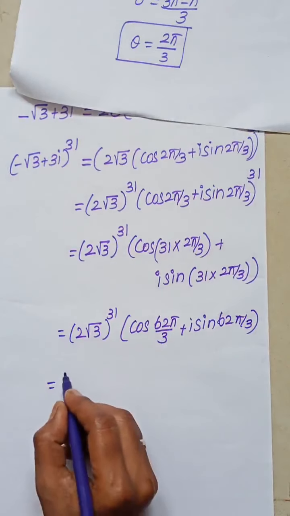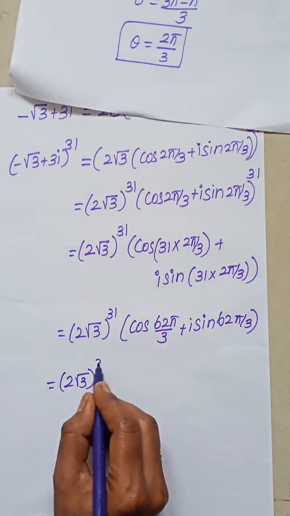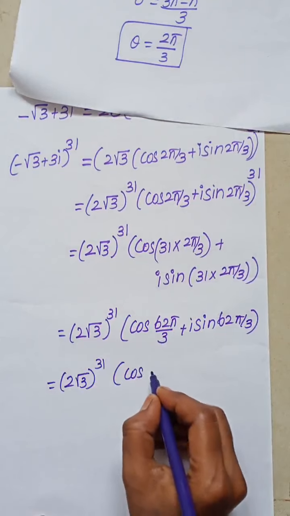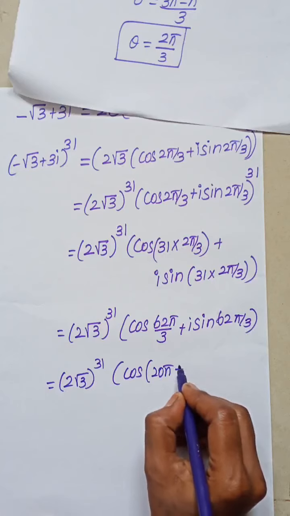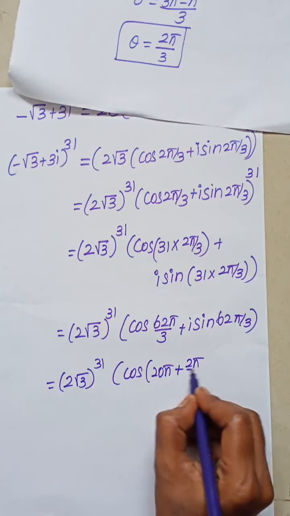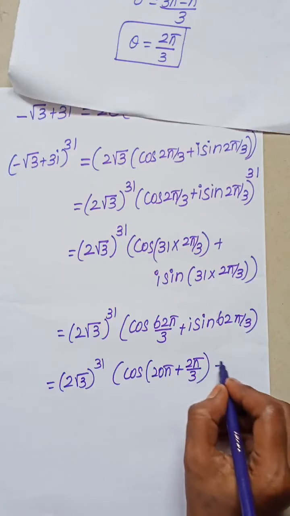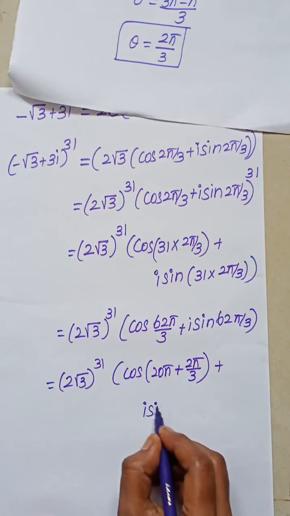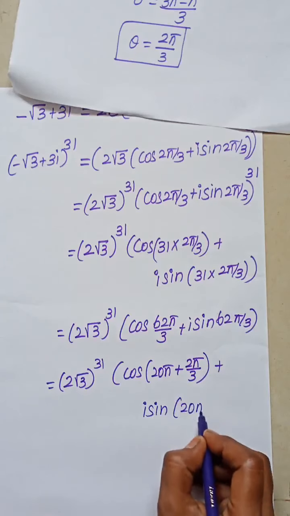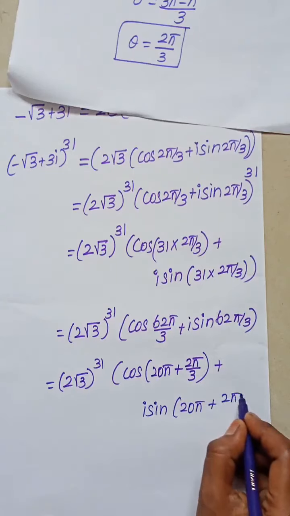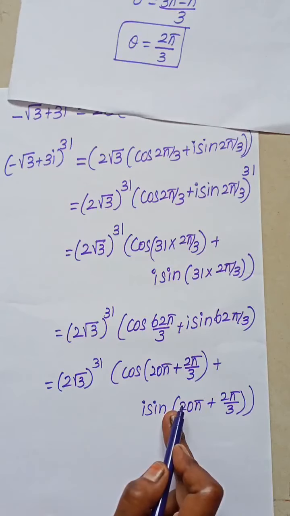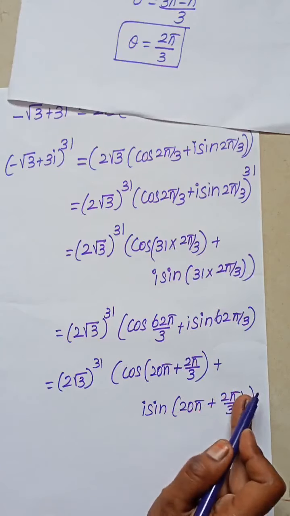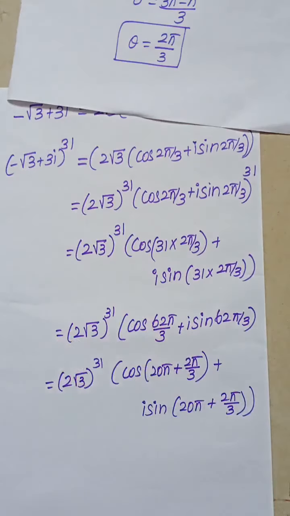Here 62 pi by 3 can be split into 20 pi plus 2 pi by 3, so cos 20 pi plus 2 pi by 3 plus I sin 20 pi plus 2 pi by 3. Take the LCM: 3 into 20 is 60, 60 pi plus 2 pi is 62 pi by 3. You understand, Rama?